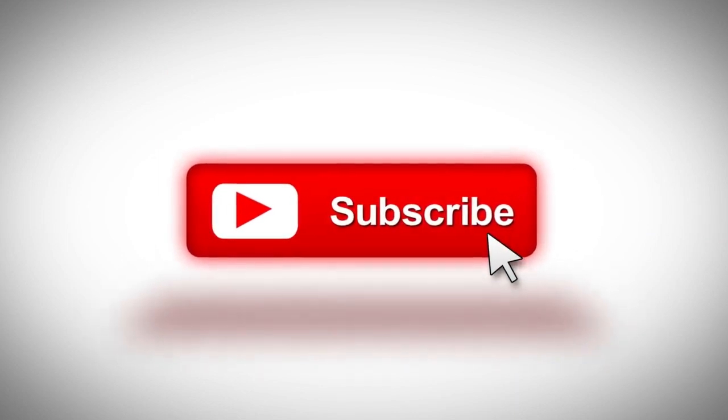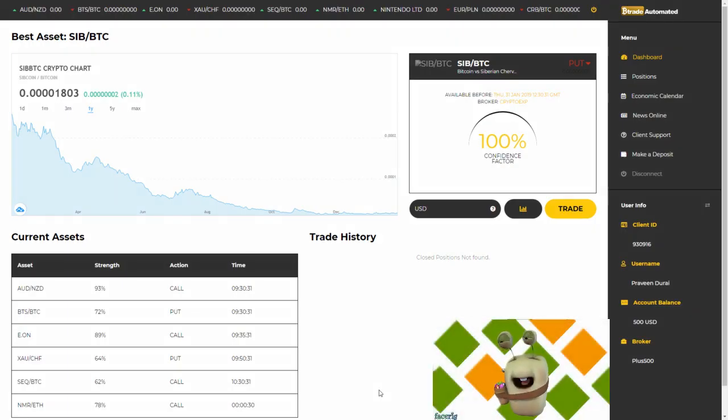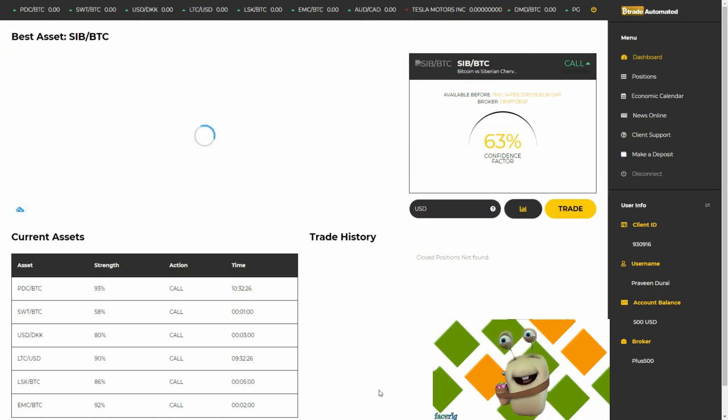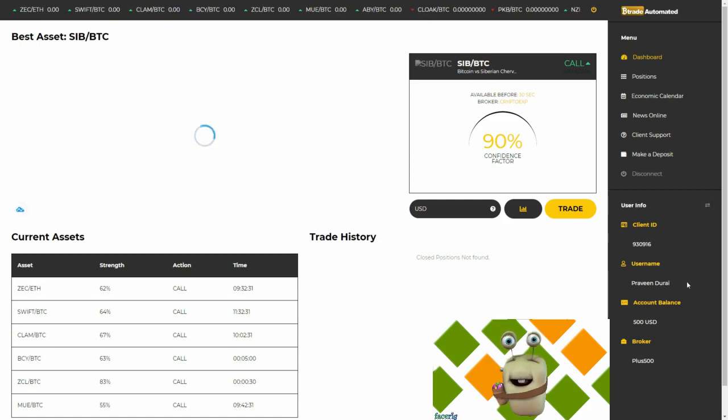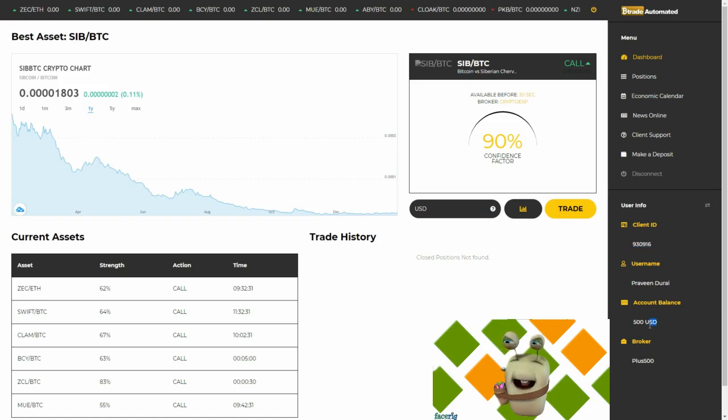Welcome to the interface of the most highly anticipated auto trading software of 2019, the Btrade Automated. Guys, as you can see, this is the interface of Btrade Automated. After a long wait, after so much anticipation, I have personally signed into Btrade Automated and deposited 500 USD. As you can see over here, my name is here as username, my client ID is here, and the account balance is 500 USD.